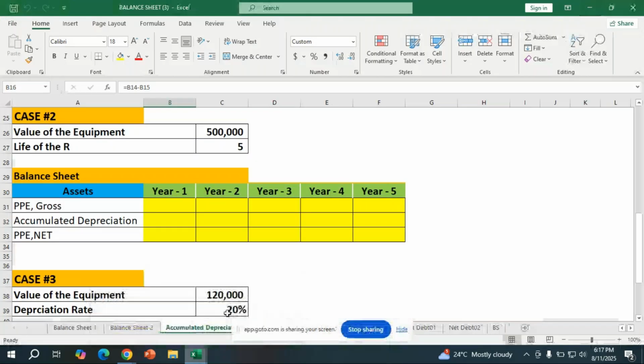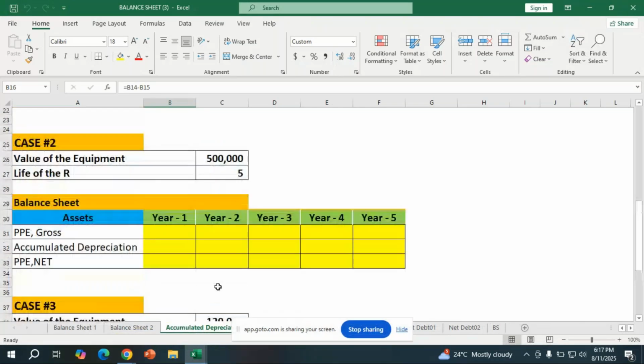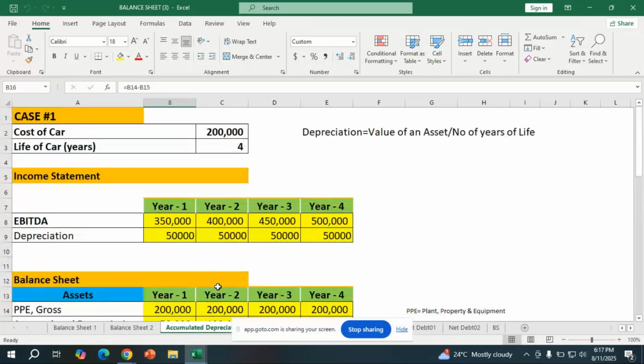So here, now I've given you the value of the equipment. I've given it in 2 to 3 cases. You've got the value of the equipment or cost of the car and life of the car in 4 years. I'll repeat again. Now we are doing the depreciation modules in Excel. The first module says the cost of the car is 2 lakh and the life of the car is 4 years.